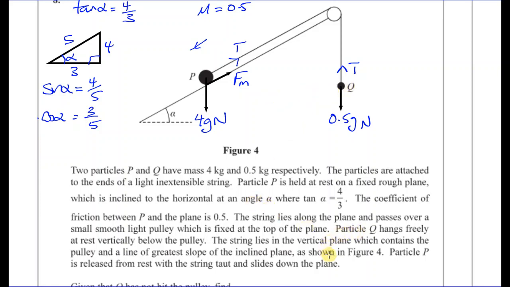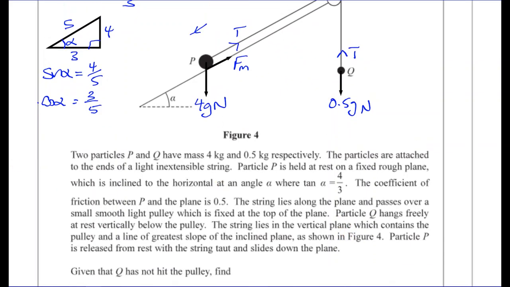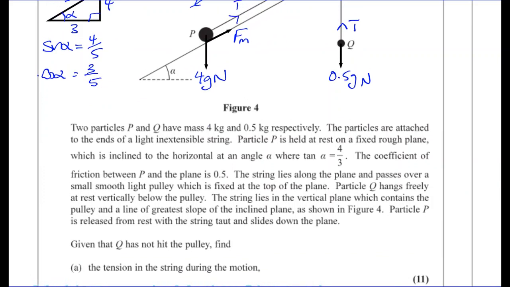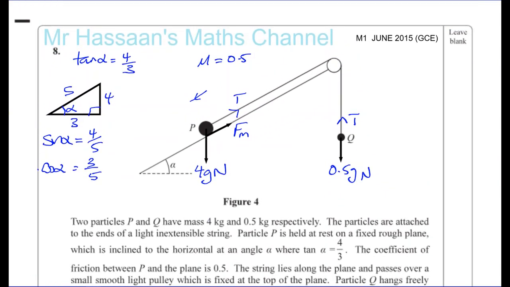Particle P is released from rest and slides down the plane. Then it says, given that Q has not hit the pulley, find the tension in the string during this motion. Okay, so we're going to find what the tension is. All right, so we know that it's accelerating this way, and that's going up this way. Okay, let's take a snapshot of this and move it down there so that I can see what's happening. So I'll just do that and come back.